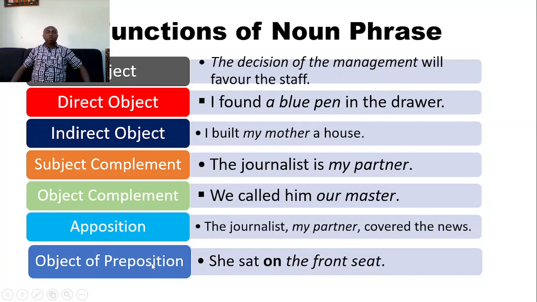And the last function here is the object of preposition. She sat on the front seat. On the front seat is a prepositional phrase, while the front seat is a noun phrase functioning as the object of the preposition on. The front seat functions as the object of the preposition on in a prepositional phrase, which is also a function of post-modification. So this is where we stop in this class.